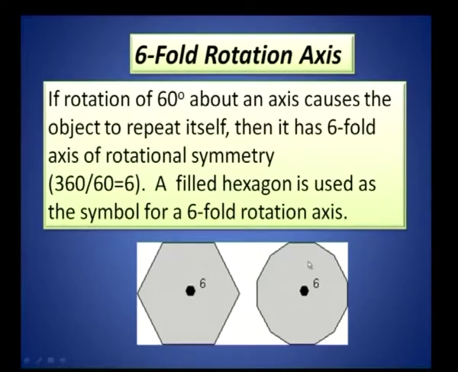Now, what about this object? This object has got many sides, 1, 2, 3, 4, 5, 6, and obviously this will not have a 6-fold rotation axis. A filled hexagon is used as a symbol for a 6-fold rotation axis. You have a hexagon, right? This is a hexagon 1, 2, 3, 4, 5, 6. So, a 6 sided element has got a 6-fold rotation axis.